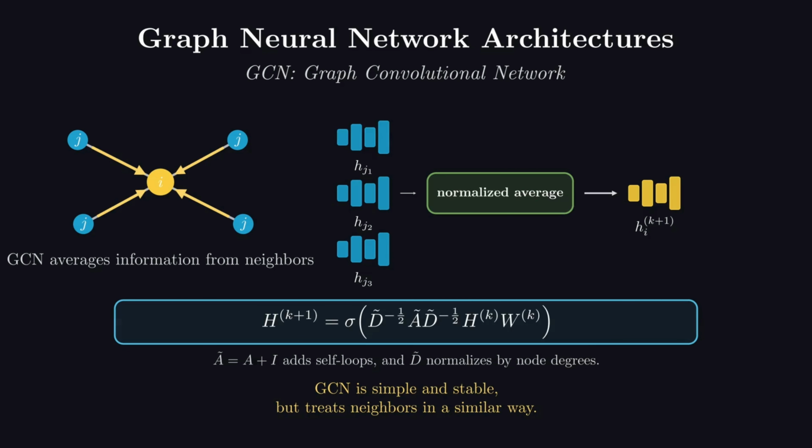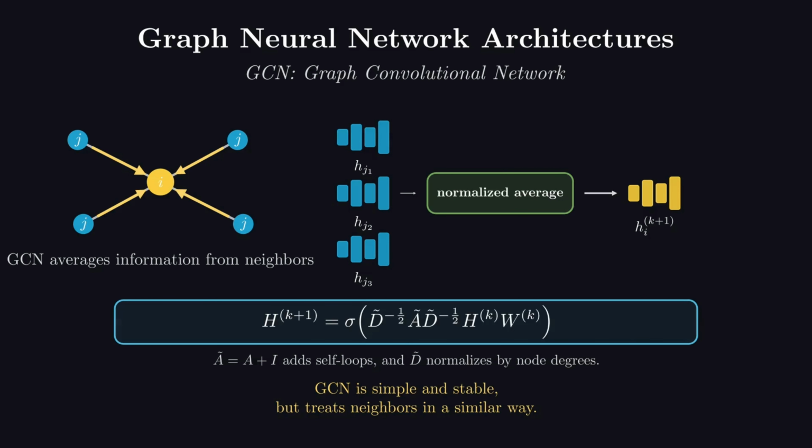H at layer k contains all node embeddings before the update. W at layer k is a learnable weight matrix that transforms the node features. A with a tilde is the adjacency matrix with self-loops added, so every node also keeps its own information. D with a tilde is the corresponding degree matrix. The expression D tilde to the power of minus 1/2, A tilde, D tilde to the power of minus 1/2 is the symmetric degree normalization. It tells us how strongly information should be mixed between connected nodes. Finally, sigma is a nonlinear activation function.